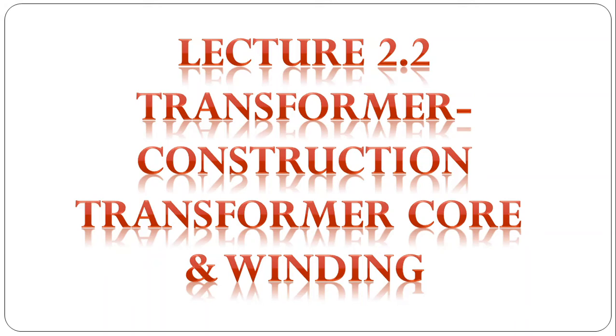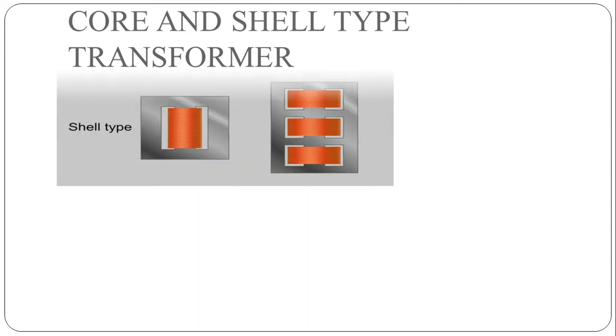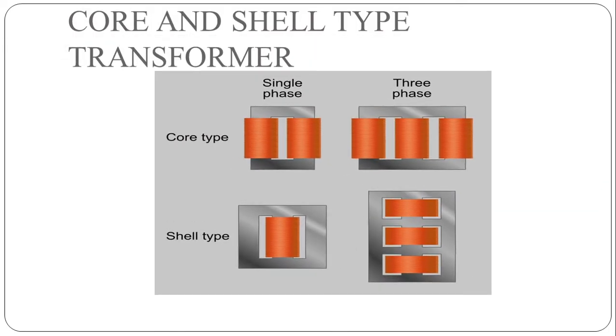This is the second part of lecture number 2, and in this lecture we will focus on transformer core and windings. First is the core of the transformer. The core of a transformer is of two types: one is core type and another is shell type. This diagram shows the core and shell type transformer for one phase and three phase transformer. Here this is the core type transformer and this is the shell type transformer.